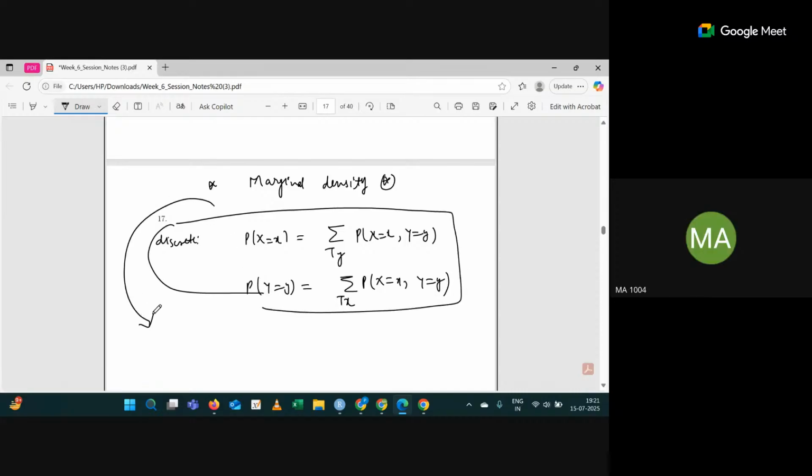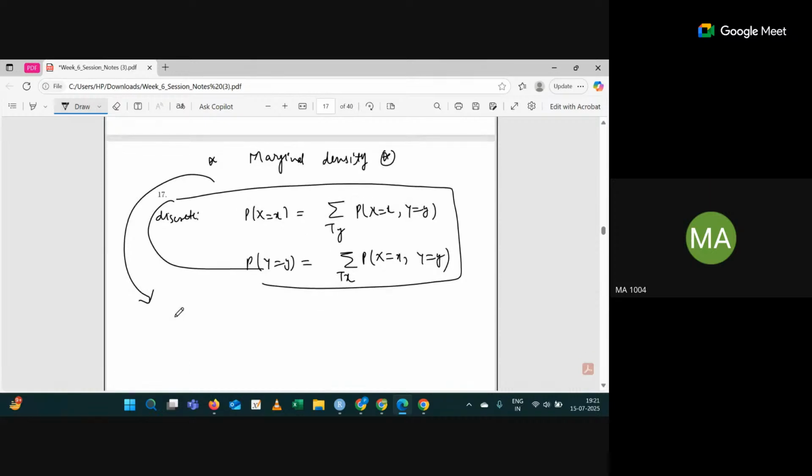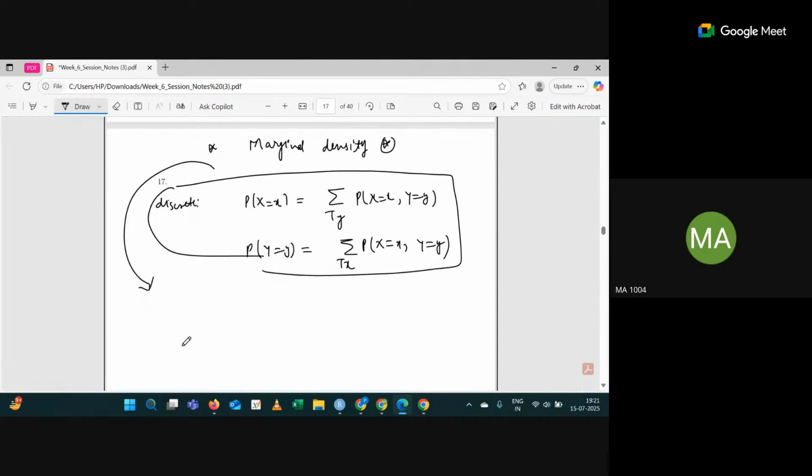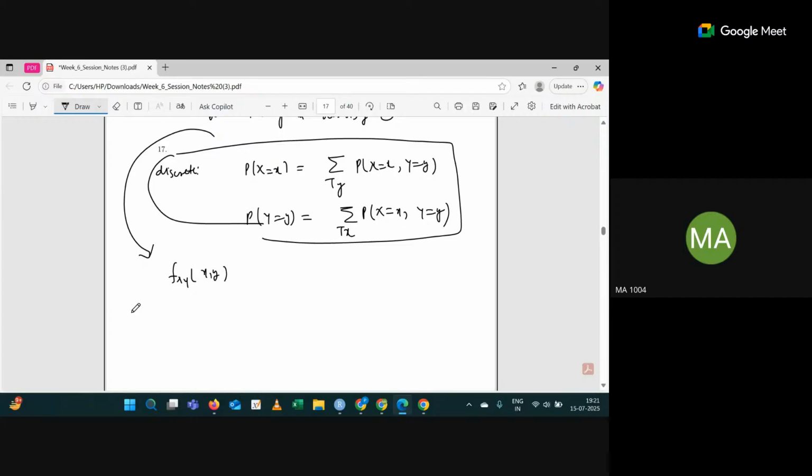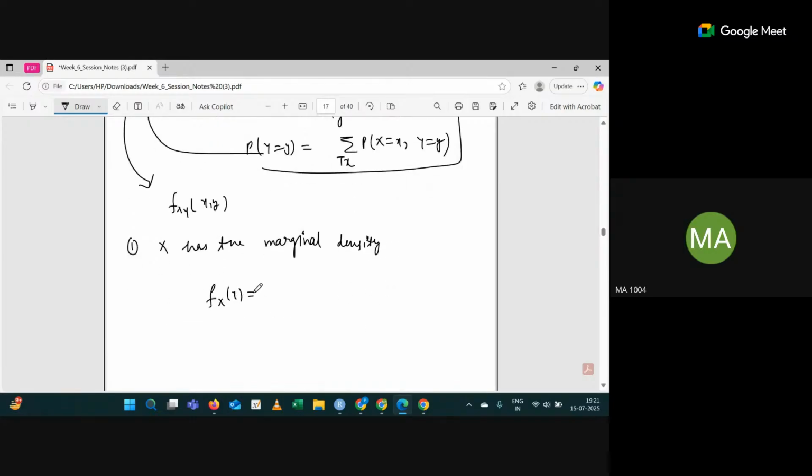In case of continuous, what will we do? We will simply integrate, right? This summation will be replaced with integration. So if you have the joint density f_XY(x,y), then x has what is called the marginal density, which I will represent as f_X(x). What I have to do is integrate the joint density with respect to y.